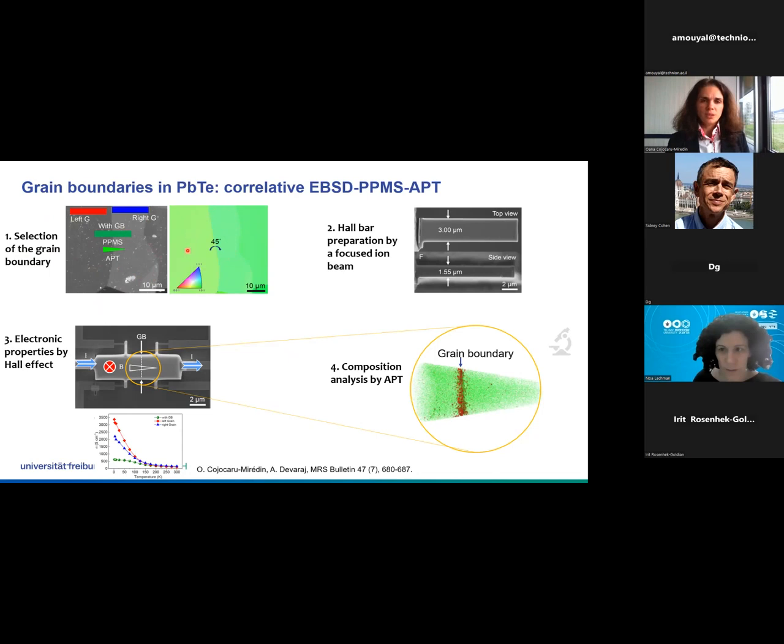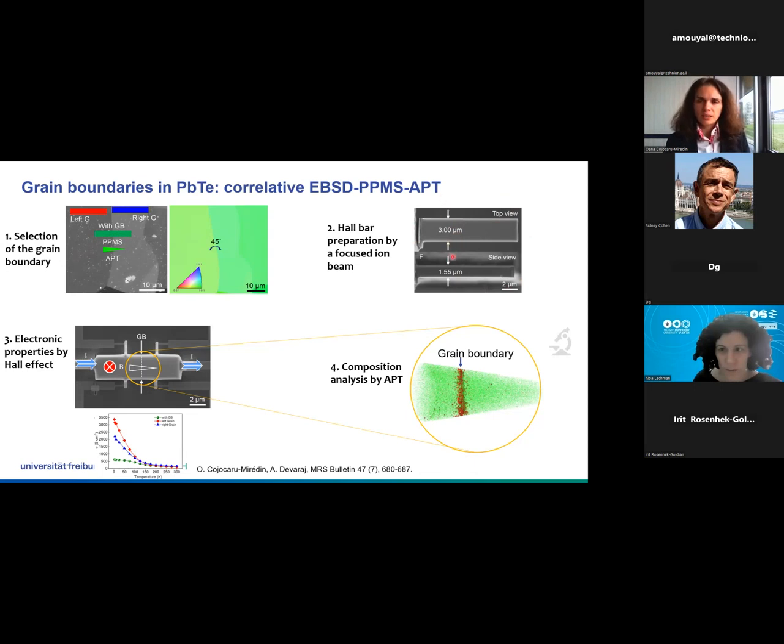We use EBSD, which shows us the orientation of the grains. And if we know the orientation of the grains, we can determine the misorientation at the grain boundary position. For example, if we concentrate on this grain boundary, which has a 45-degree misorientation angle, we can then mill out or fabricate a lamella out of this grain boundary, and this lamella will look like that with the grain boundary sitting here.